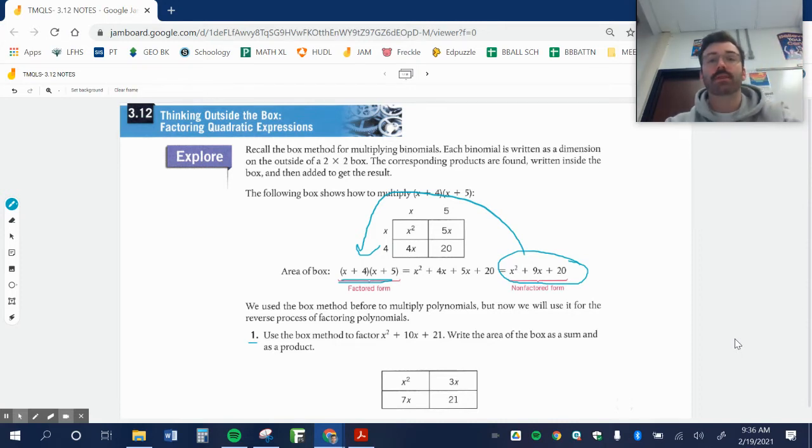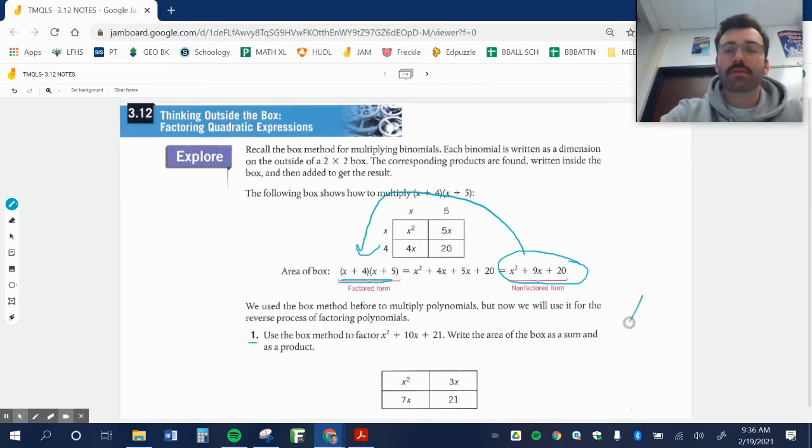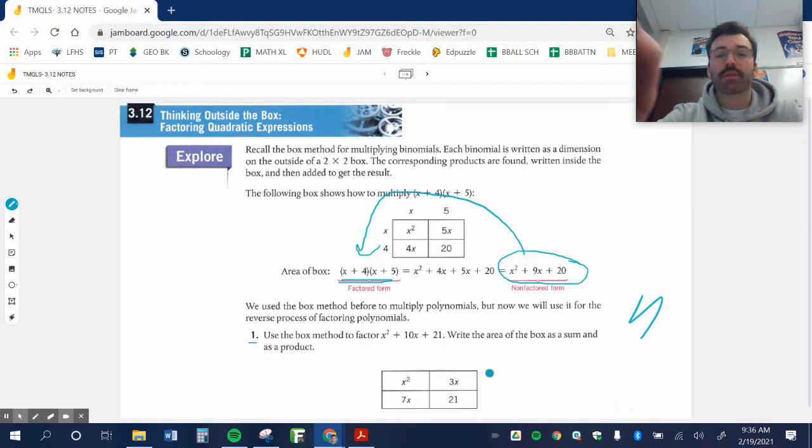factoring polynomials. So if I want to use the box method to factor x squared plus 10x plus 21, I'm going to look for two things. I'm going to look for the GCF in the first row, then the second row. Then I'm looking for the GCF in the first column and the second column. If I look in this first row, I have x squared and 3x, my greatest common factor is x.